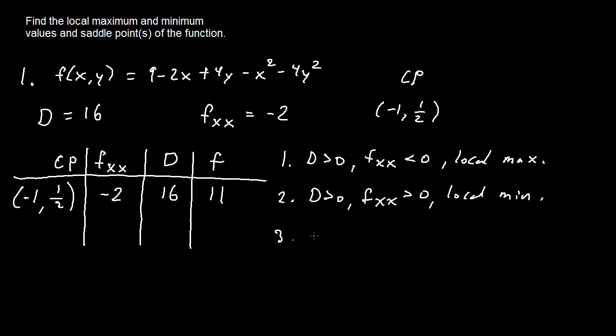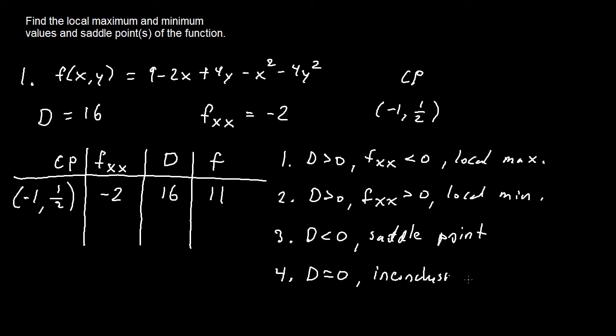Now the third rule is if d is less than 0, this tells us that we have a saddle point. So that is the definition of a saddle point. The d value is going to be less than 0 at that exact critical point. And the fourth rule is if d is exactly equal to 0, the second derivative test is basically inconclusive. So we cannot draw any conclusions from this test, and this test does not work if d is exactly equal to 0 at that critical point.